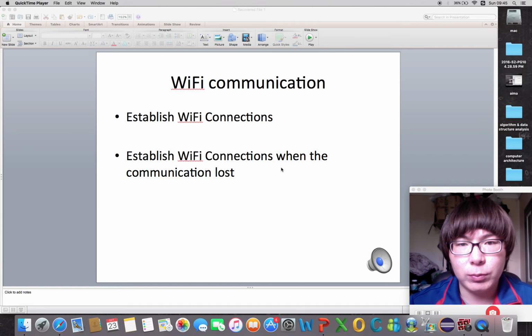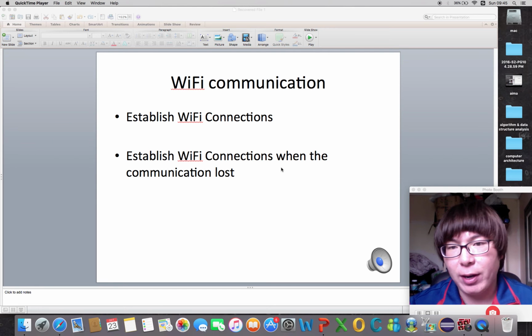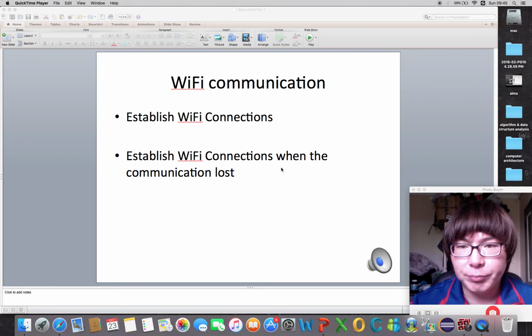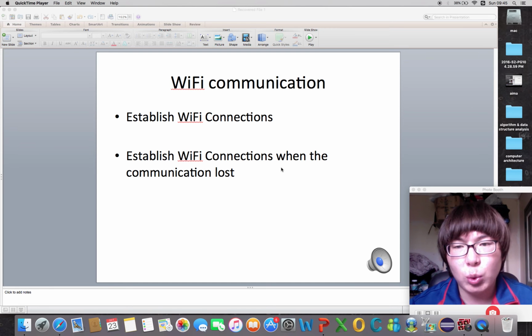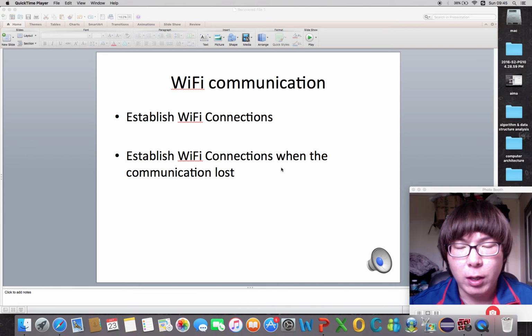Next, I will show you the Wi-Fi communication. It's easy to understand the Wi-Fi communication because in our daily life we use Wi-Fi every day, every hour. The Wi-Fi communication is divided into 2 parts. The first one is establishing Wi-Fi communications, and the second one is about establishing Wi-Fi communications when the communication is lost. These two situations will be considered in the testing report. For this presentation, I don't give a graph to introduce it.